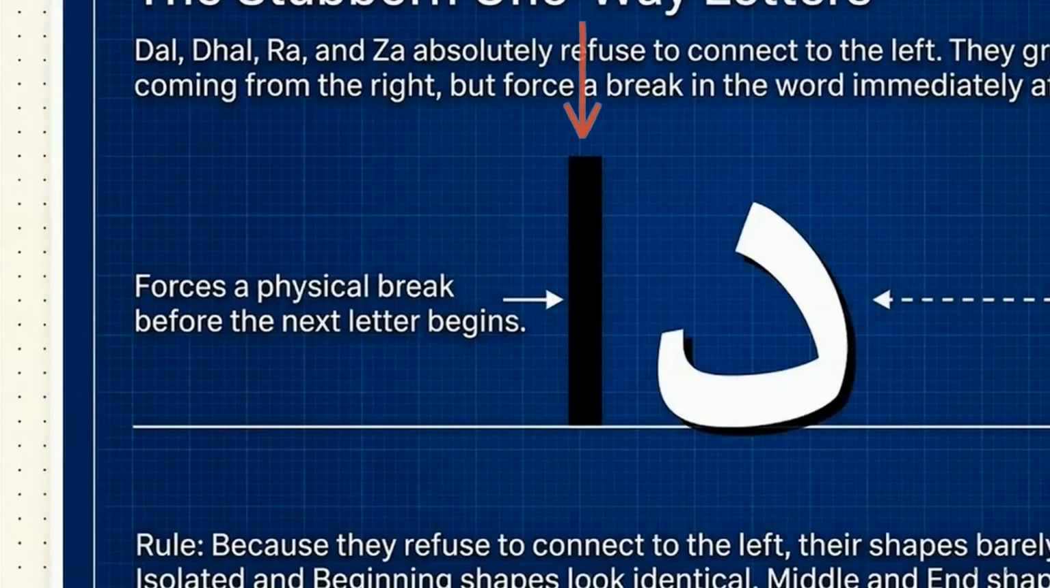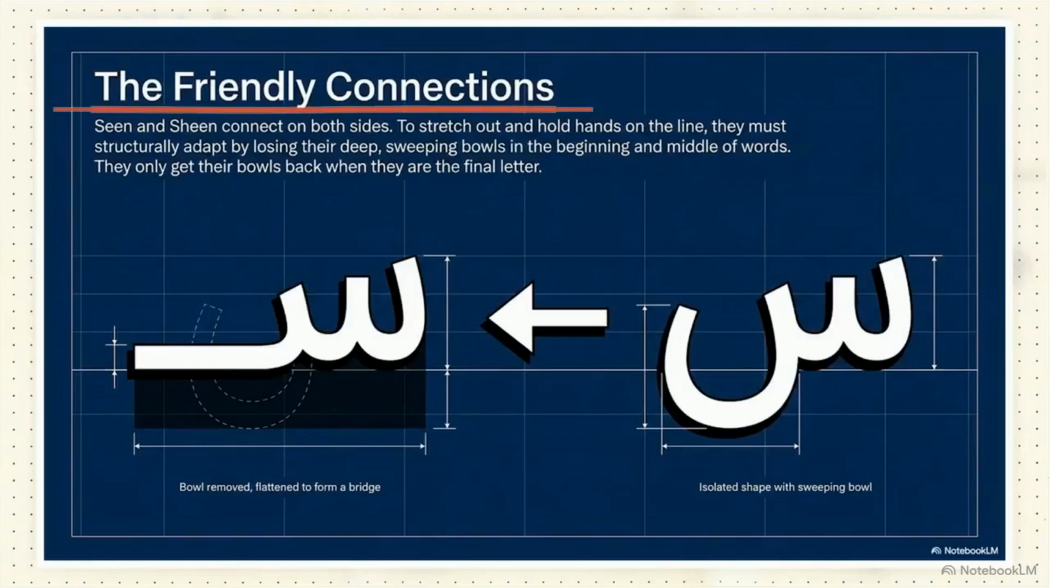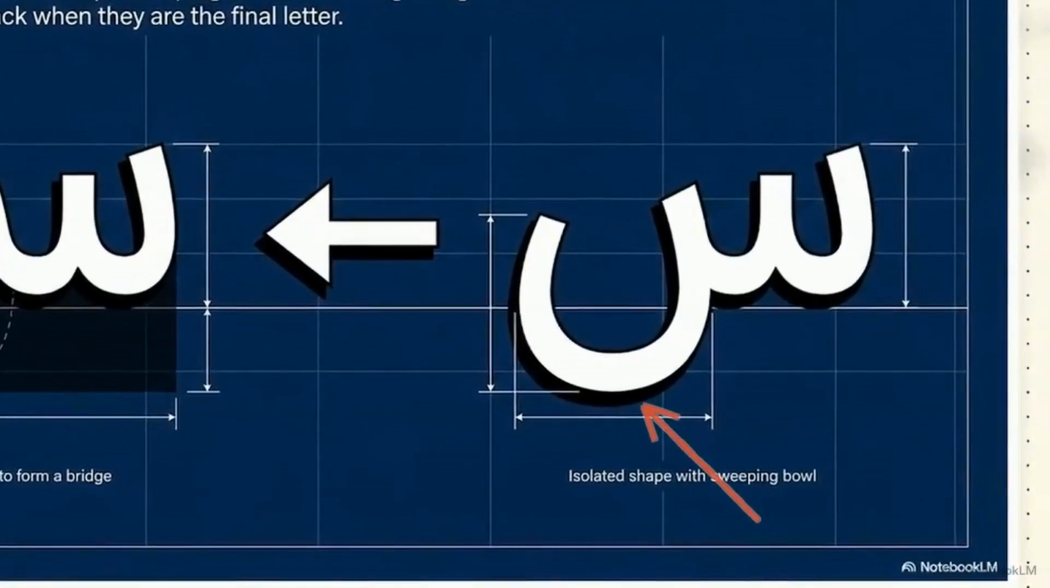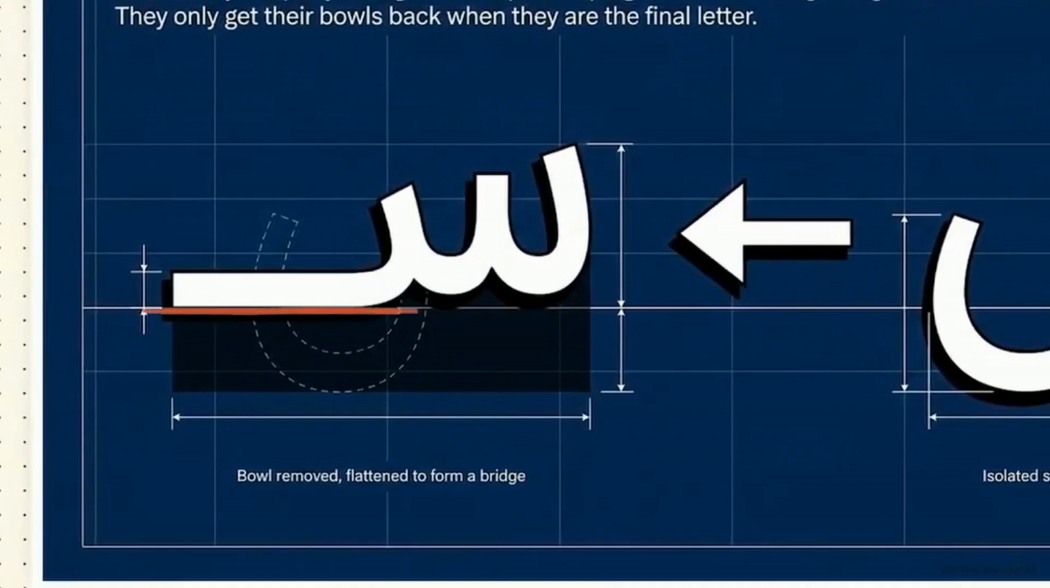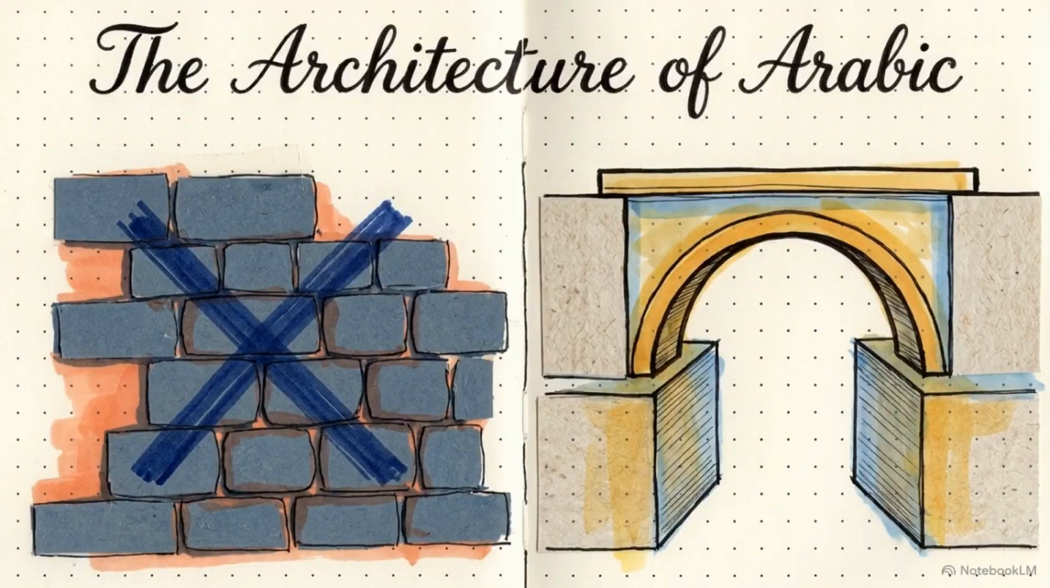Compare that to the friendly letters like Seen and Sheen. This visual demonstrates how Seen structurally sacrifices its deep, sweeping bowl, flattening out across the line to form a bridge. This allows it to stretch out and hold hands with neighbors on both sides. Whether a letter builds a bridge or constructs a wall, its connection personality dictates the physical architecture of every word you read. Now we put the entire system to work.